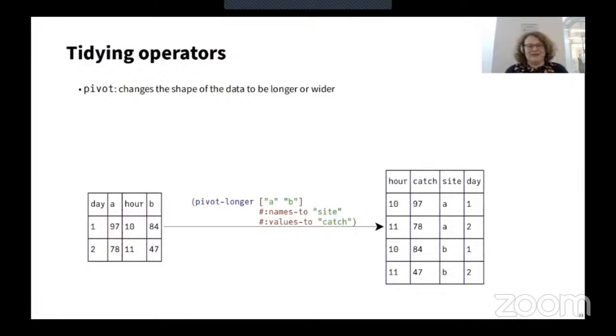So, similarly to wrangling, tidying data has four key operators. Unlike wrangling, though, these are more like families of operators, rather than individual ones. In particular, perhaps the most important is the pivot operator, which changes the shape of the data to be longer or wider. As we can see here, we can take the variables A and B using the slice pattern AB, and turn their names into the variable site, and their values into the variable catch. We call this lengthening the data because it is quite literally adding more rows and making it longer. Similarly, there's a wider operation that goes the opposite direction.